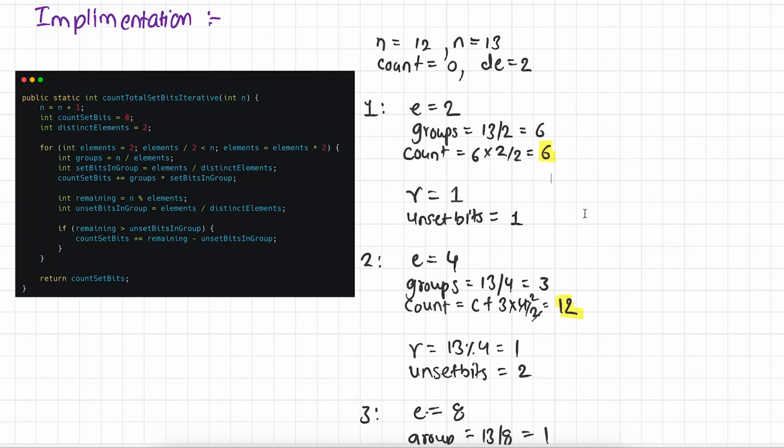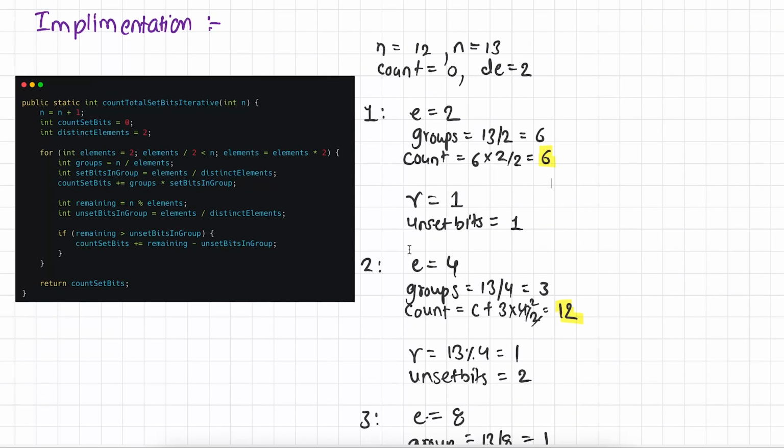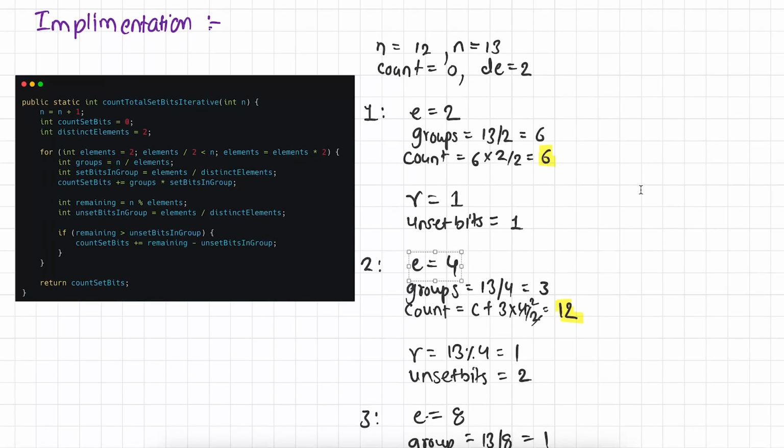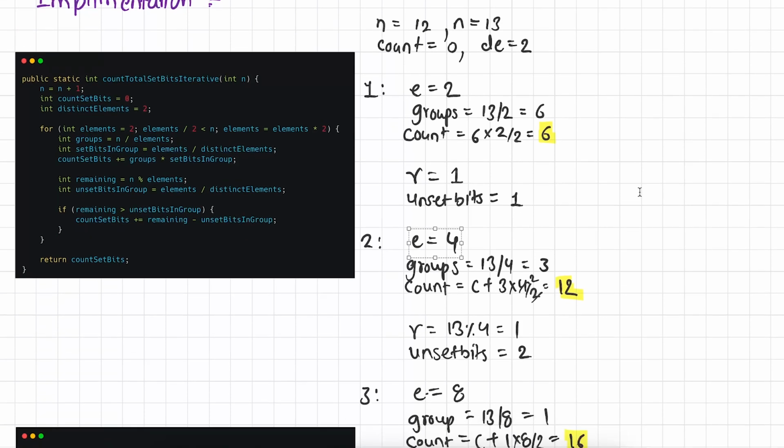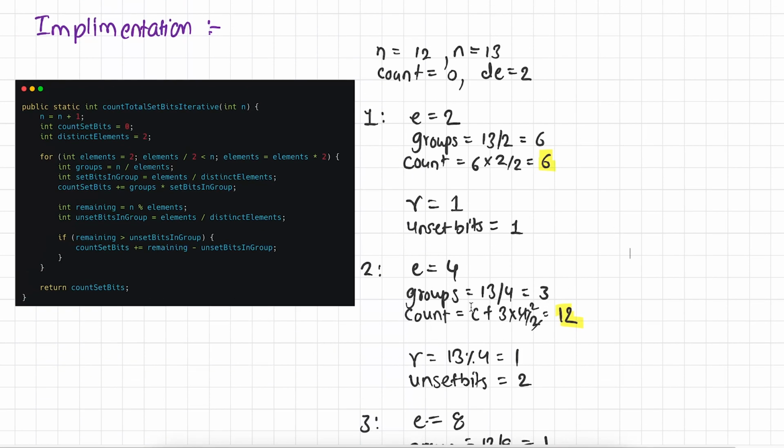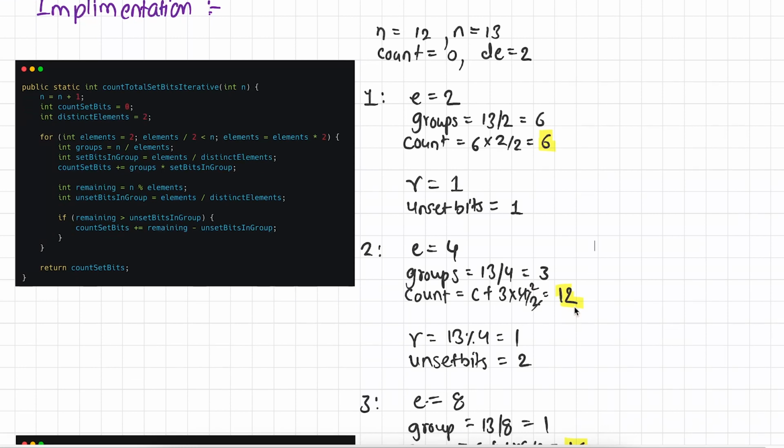Okay. So in the next iteration our E becomes 4, because we are multiplying 2 with the element. So now we are going to search groups of 4 elements. How many groups are possible? 13 divided by 4, that is equal to 3. And our count is going to be the previous count plus 3 into 4 divided by 2, that is equal to 12.